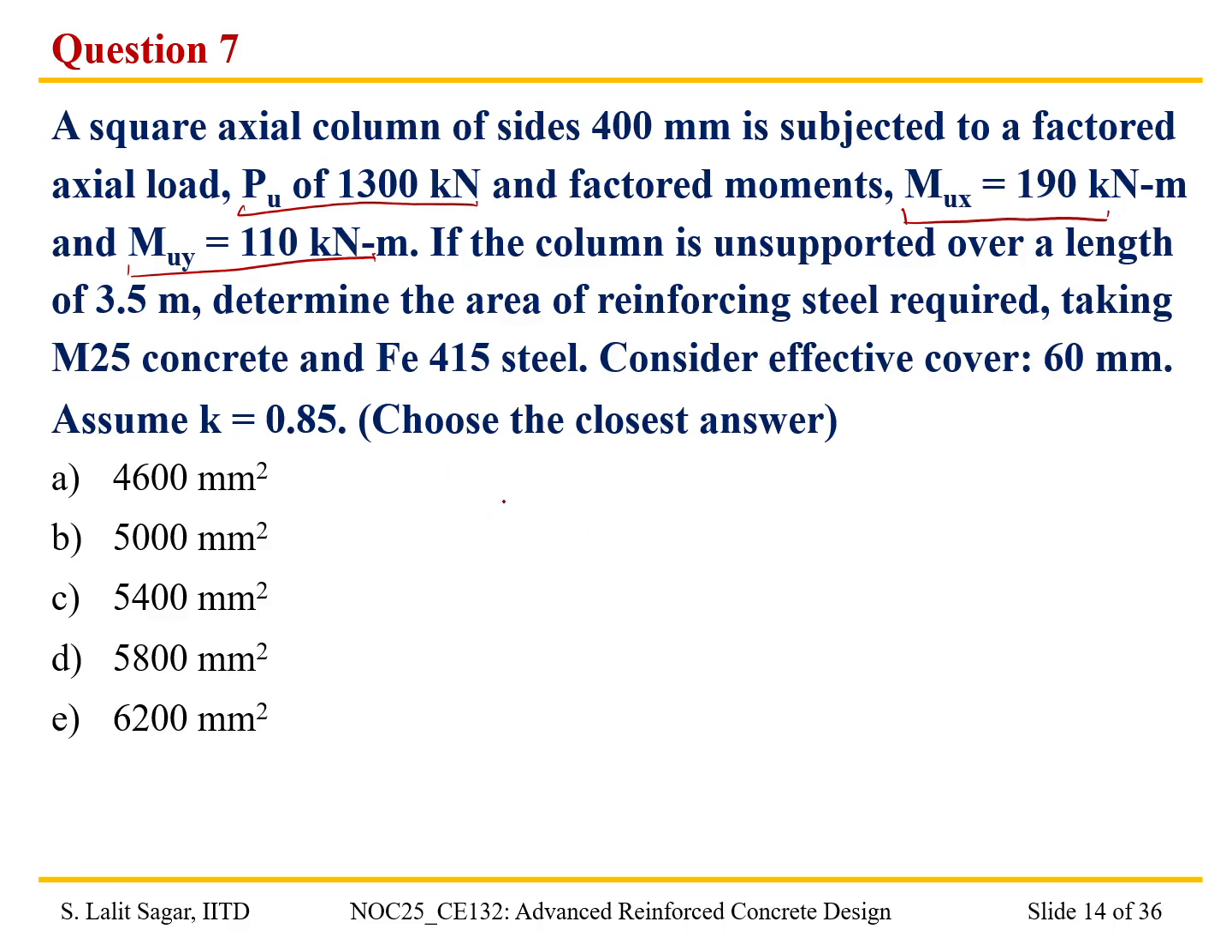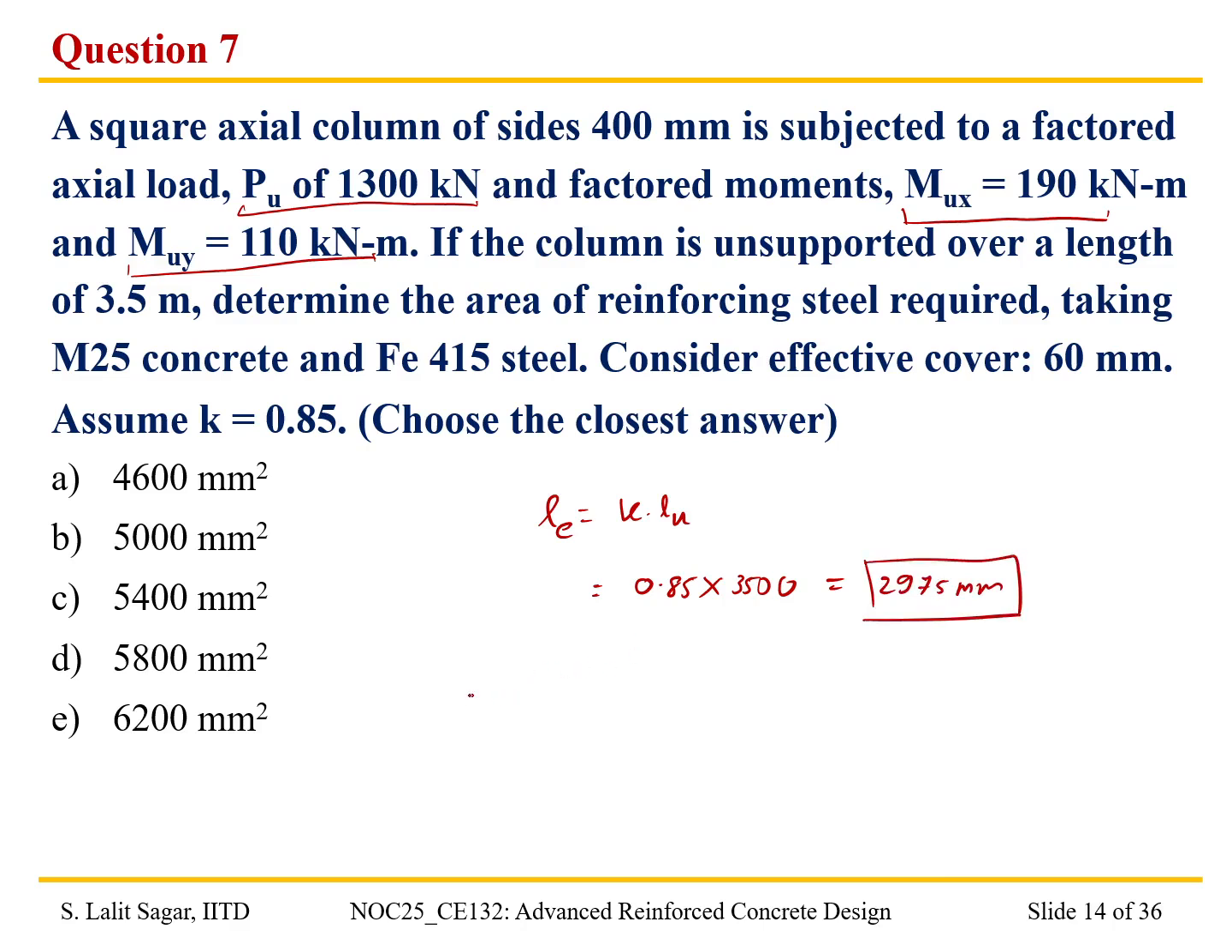So let us find out the effective length first. LE is equal to K into LU, that is the unsupported length, that is 0.85 into 3500. What will that be? 2975 millimeter.